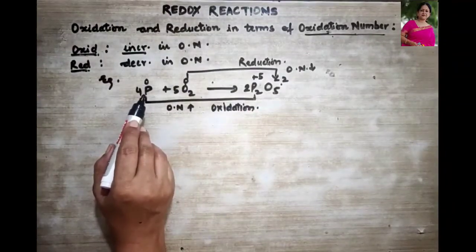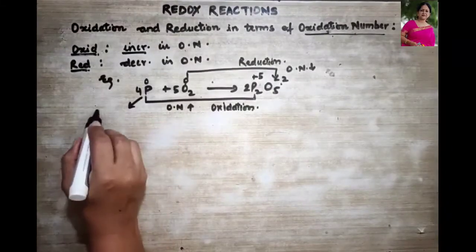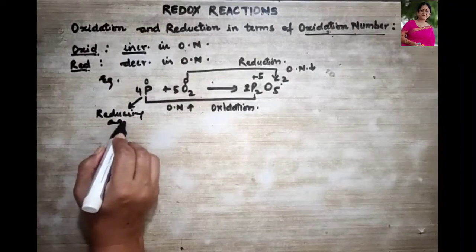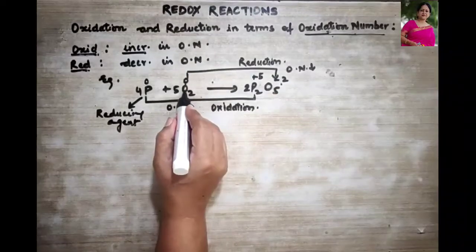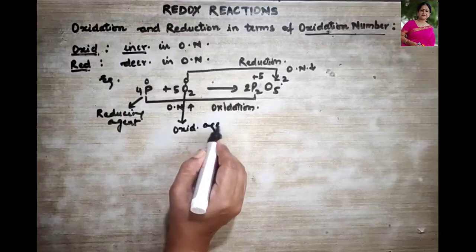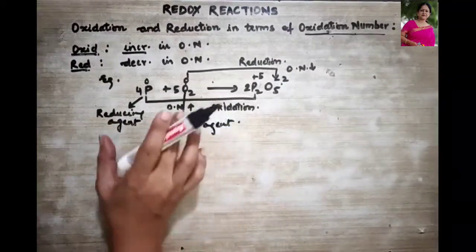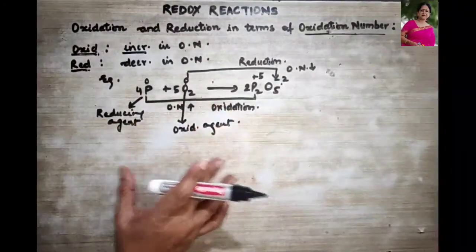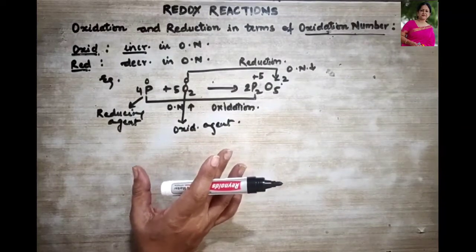So let's look over here. Phosphorus is getting oxidized. So this is your reducing agent, isn't it? This becomes your reducing agent and your oxygen is getting reduced. So this is your oxidizing agent. I hope this example is clear to you, that oxidation and reduction in terms of oxidation number, how to understand which element is showing oxidation and which element is showing reduction.